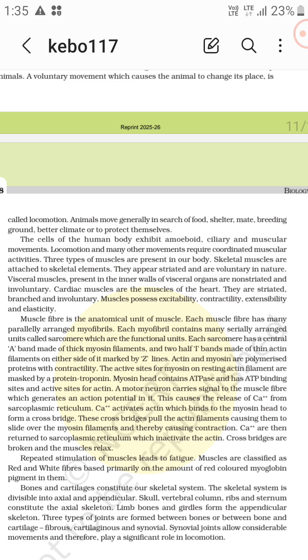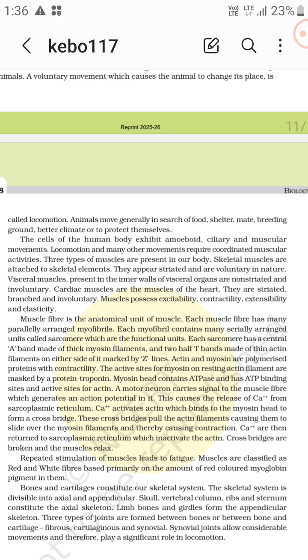Each muscle fiber has many parallelly arranged myofibrils. Each myofibril contains many serially arranged units called sarcomeres, which are the functional units.